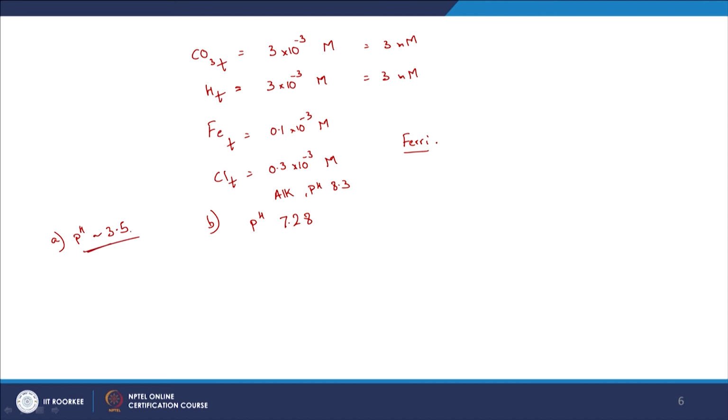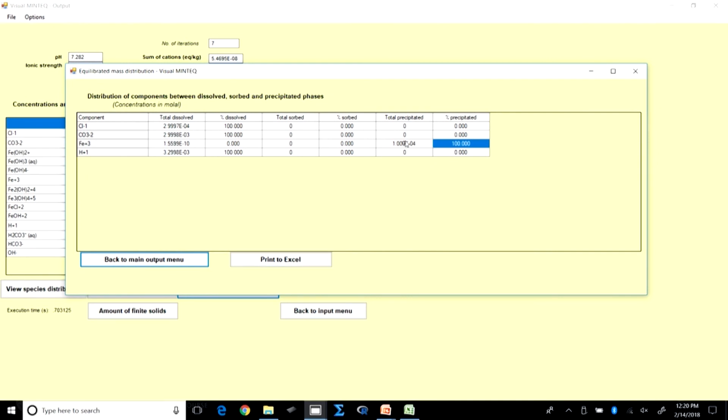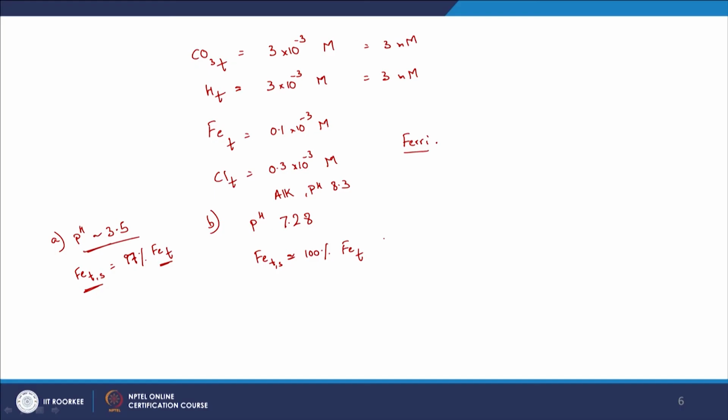So keep that in mind. And I believe the Fe total solid was equal to 97% of the Fe total, if you remember from our previous part A, right. In this case, though, the solid that has precipitated out is almost equal to 100% of the Fe total, right. Again, where is that from? Obviously we saw that from here, that 100% of the Fe total has precipitated out. So that is what I am trying to illustrate here, I guess, right.